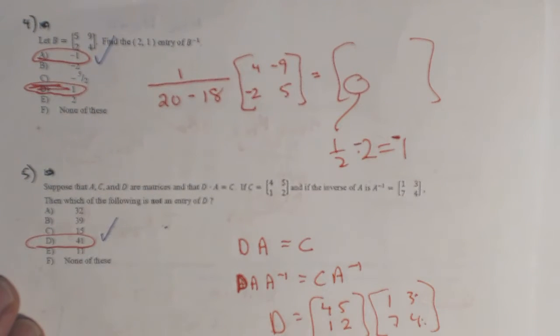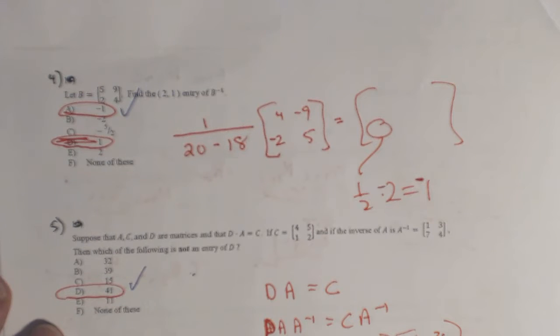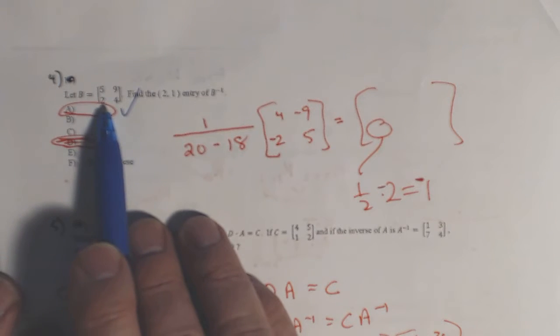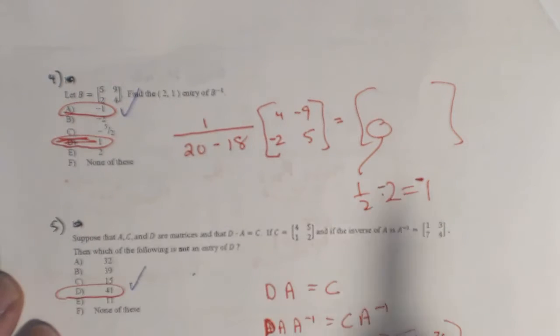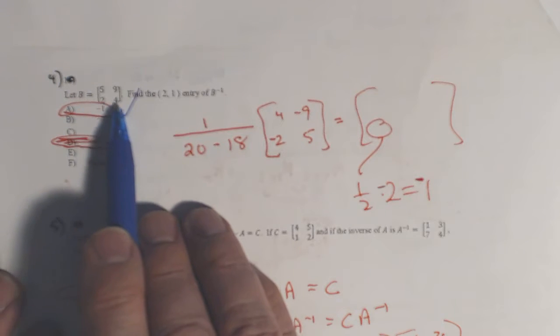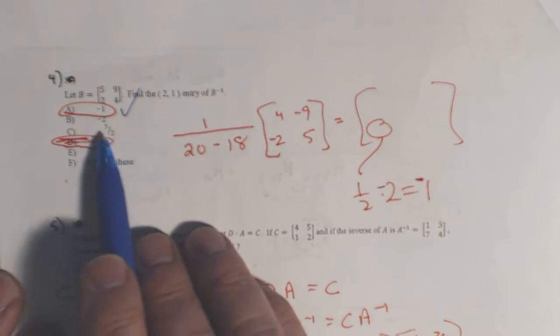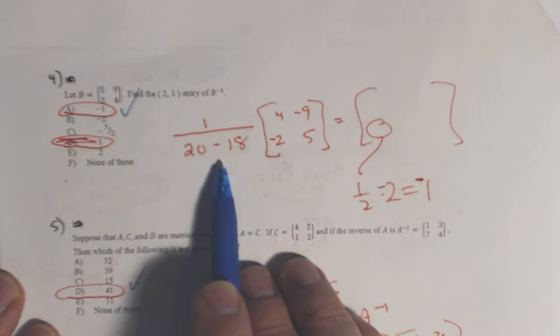Okay, a little quicker one here. This time we've got a matrix B given to us. B is 5, 9, 2, 4, and we want to find the 2, 1 entry of B inverse. So we're doing the same thing we did a second ago. We're just not doing as much with it. We're finding an entry of B inverse. So again, I did the 1 over AD, 5 times 4 is 20, minus BC, 2 times 9 is 18. That's going to be 1 over 2.